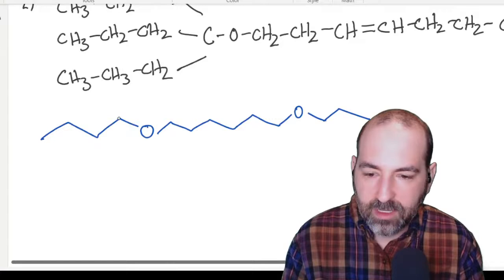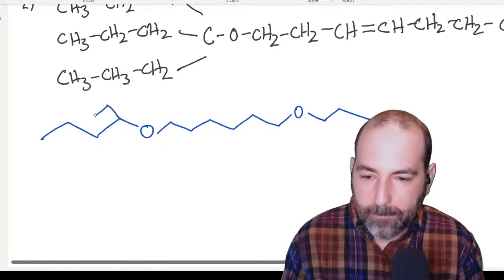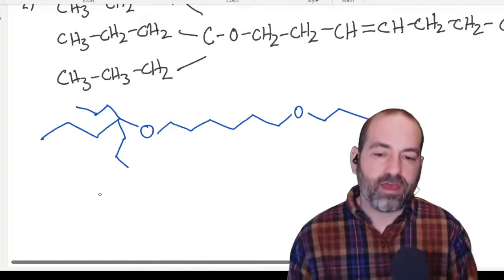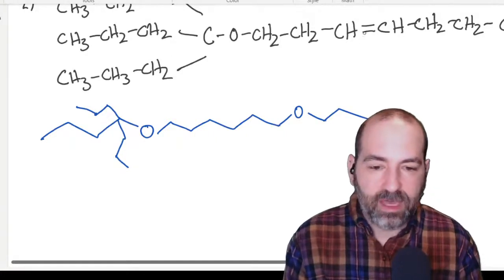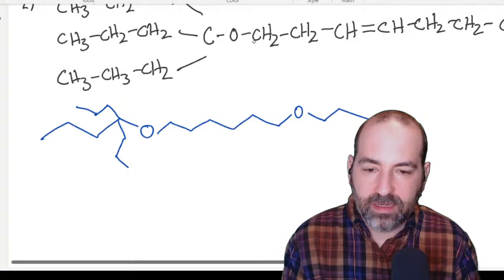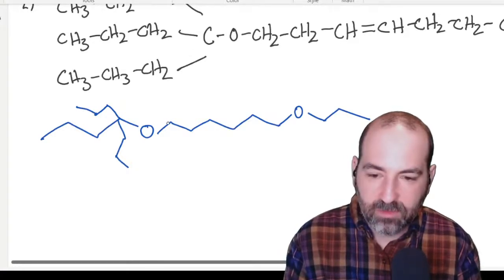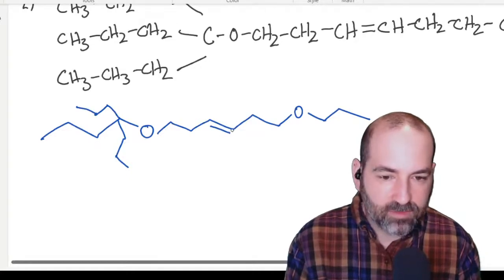So that's this carbon here. So we need to fit a couple more in there. It's not going to look great, but something like that is fine. Then we've got a double bond to add in here, and the double bond is the 3rd carbon from this oxygen. So oxygen, 1, 2, 3, and then that's double bonded to the next one over here.